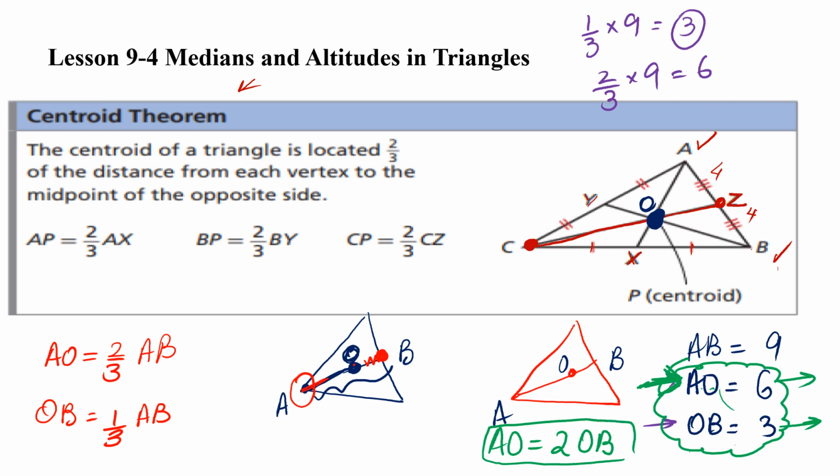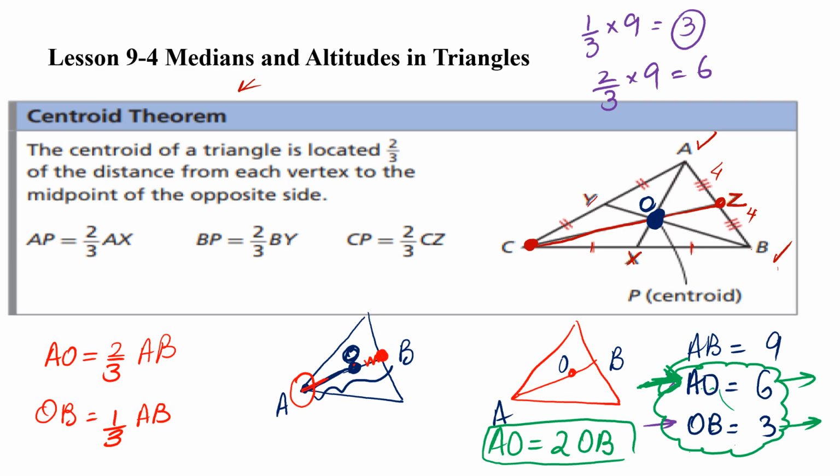So what have we understood? That there are three kinds of equations which are possible from the centroid theorem. Number one, AO is 2 OB. Number two, AO is 2/3 of AB and OB is 1/3 of AB.